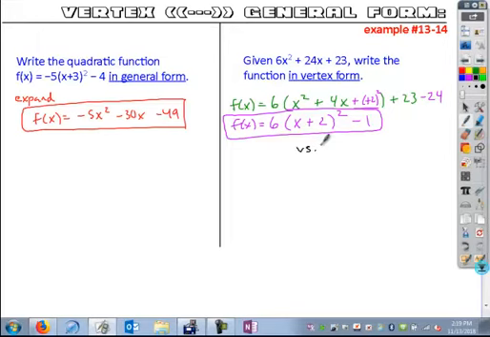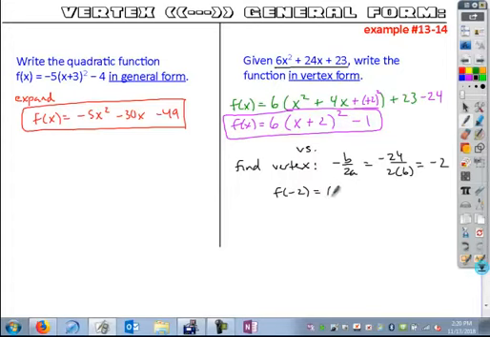Okay, so there's another way that you can prepare this, and that is you can just find the vertex. Because if you find the vertex using -b over 2a, our b value, come back to our original form. We have -24 over 2 times a 6. And what does that give you? A -2. And so what we can do, there's the x coordinate, and we can then evaluate f of -2 to get the corresponding y coordinate. So 6 times -2 squared plus 24 times -2 plus 23.